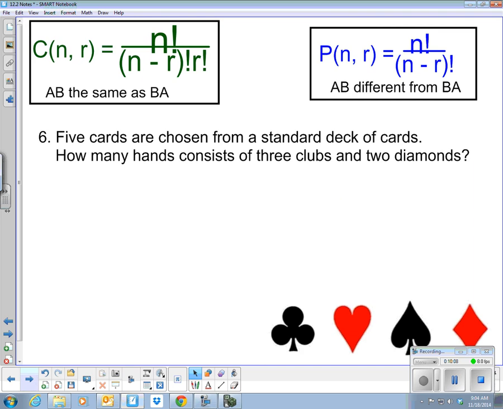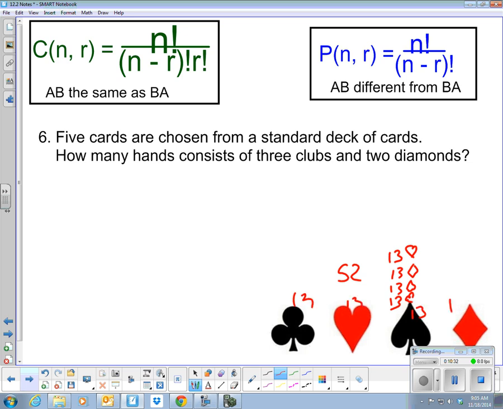So 5 cards are chosen from a standard deck of cards. How many hands consist of 3 clubs and 2 diamonds? Okay, so for those of you guys that don't know, a standard deck of cards has 52 cards. There are 13 cards of each suit. So there's heart, there's diamond, there's spade, and then there's club. So 13, 13, 13, 13.